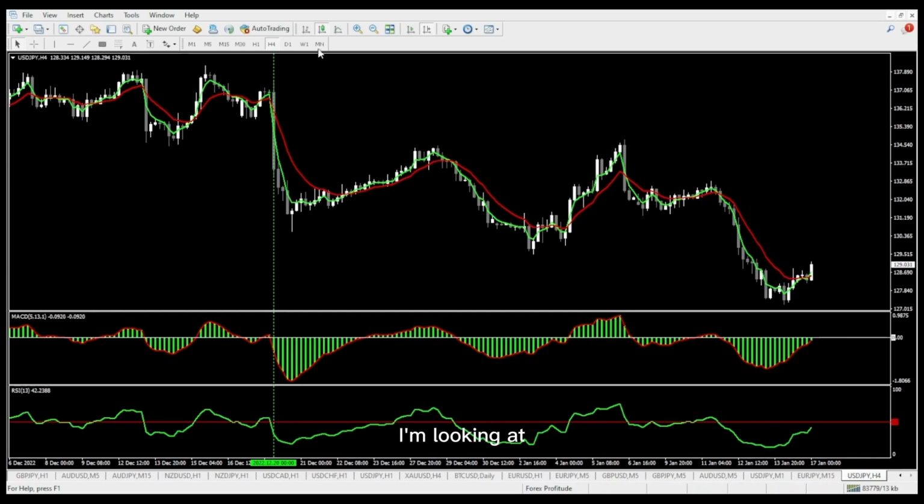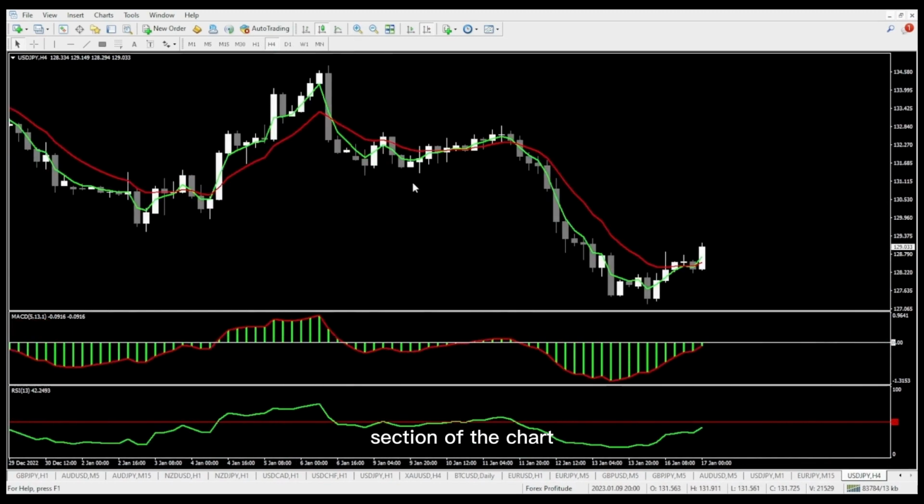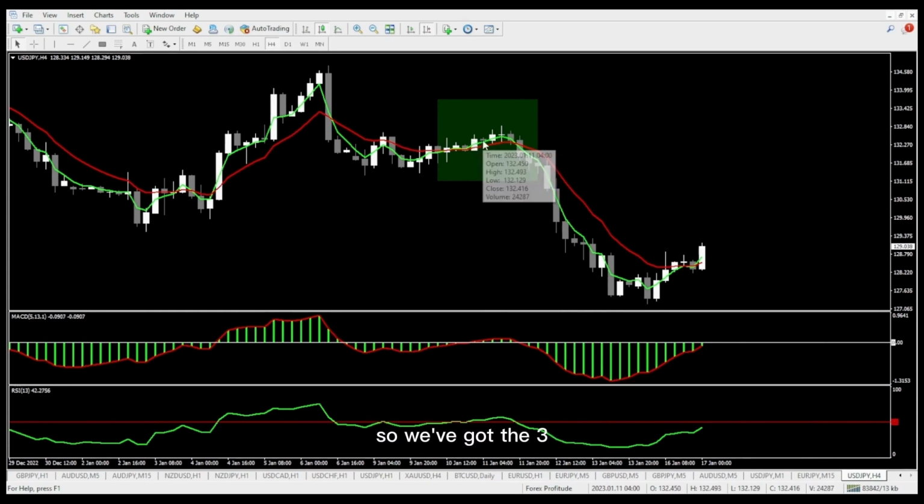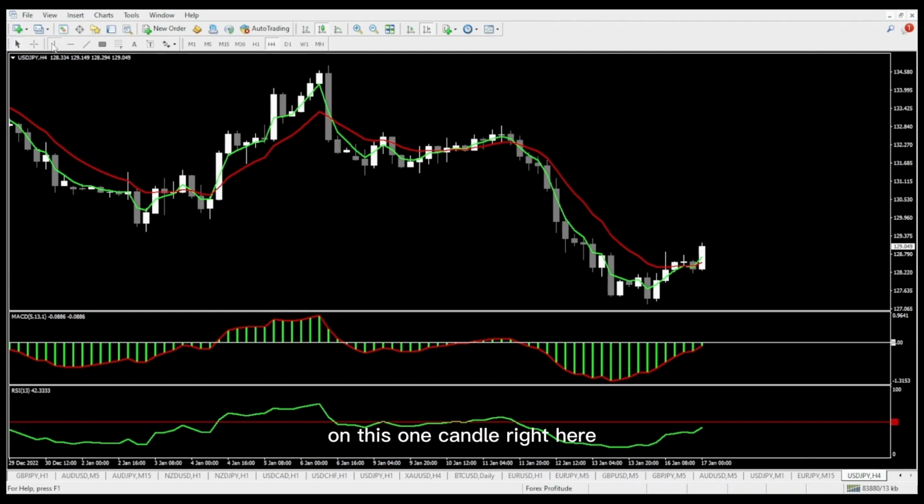So right now, I'm looking at the current section of the chart, and I'm going to be looking for a trade. So we have at this point here a section of the market where the moving averages have crossed up. So we've got the 3 above the 10. We've got the MACD also crossing up above the 0 line, and we've got the RSI crossing up above its 50 level. We don't want to be making any moves at this point, so we're simply waiting for the indicators to cross down.